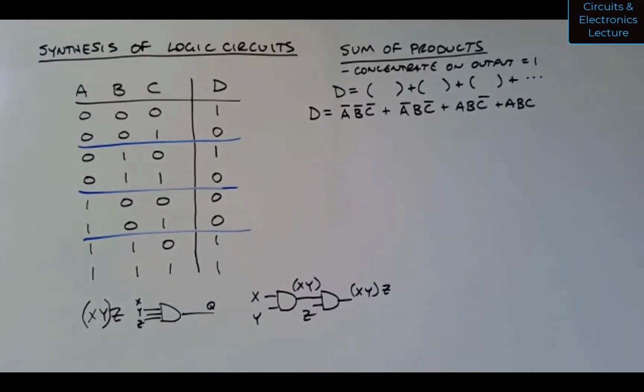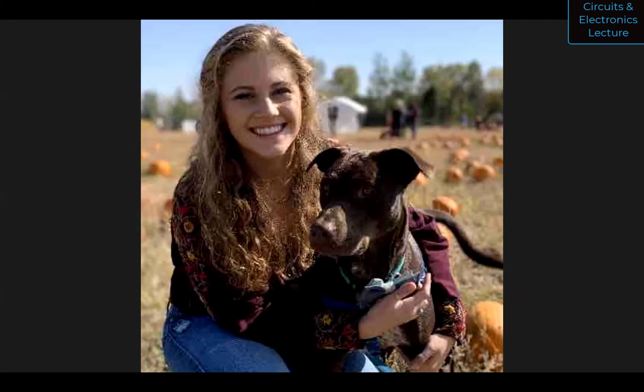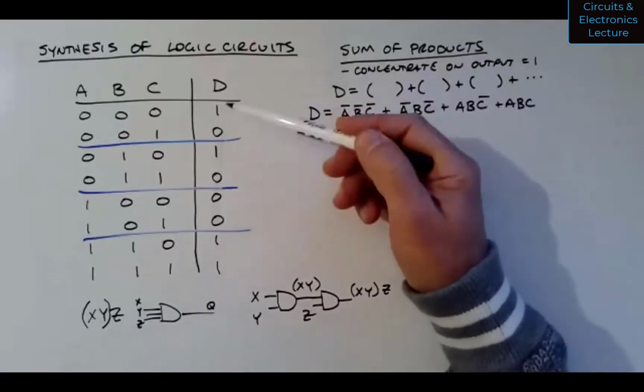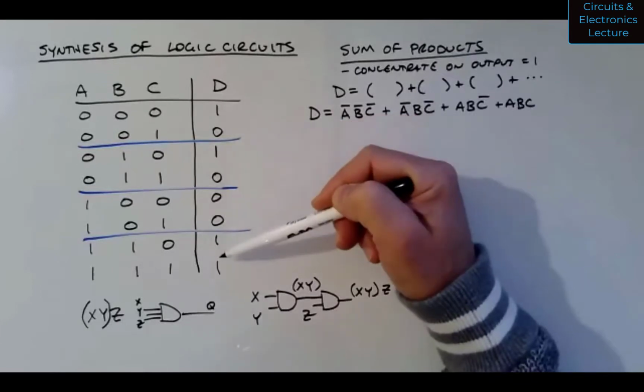Okay. I have a question. Sure. Is there any particular reason why we want D to be 1? I understand the process, I just don't understand why. Oh, why? Yeah. So I just made this column up here.